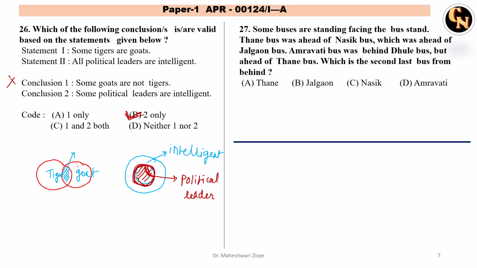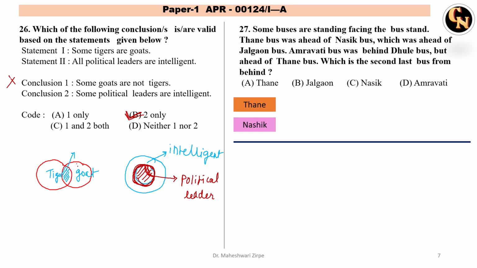Now the next one is question 27. Some buses are standing facing the bus stand. There is a bus stand which I have shown here with a black line. First let me show the buses. The first statement they are saying is, the Thane bus was ahead of the Nasik bus. So it is this way. Thane bus is ahead of Nasik bus.